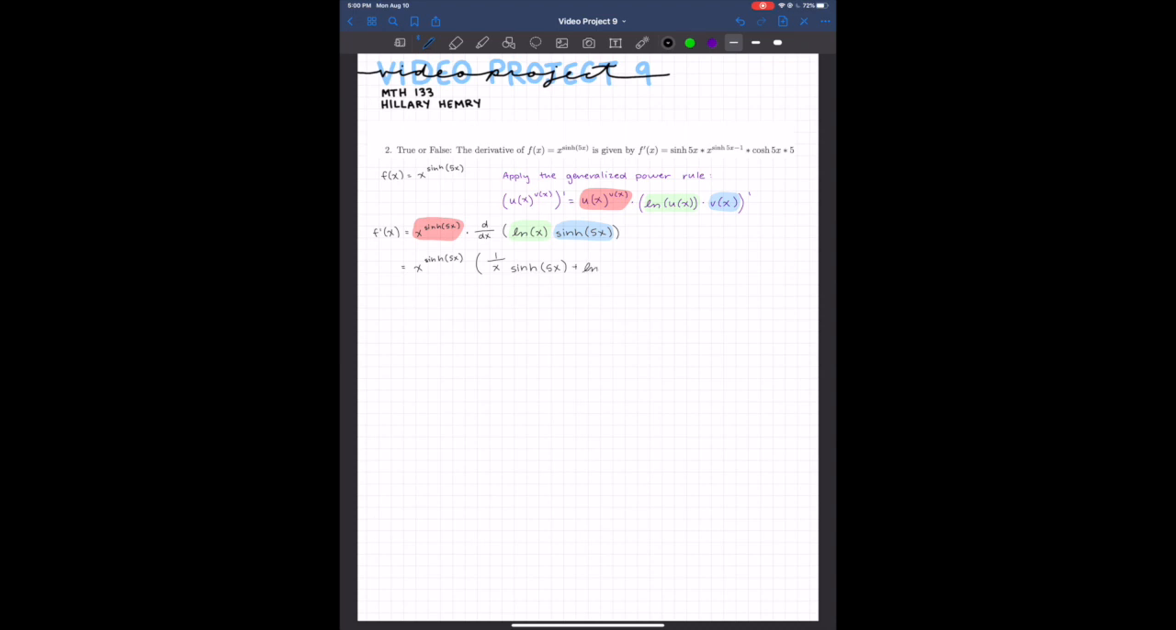Then we're going to add that to ln x times the derivative of sinh of 5x, for which we're going to use the chain rule. So first, we know that the derivative of sinh is cosh. Keep that 5x in there, and then we're going to multiply by the derivative of the inside, which is 5. Finally, we're going to simplify down this equation and get our final answer for the derivative of our function.